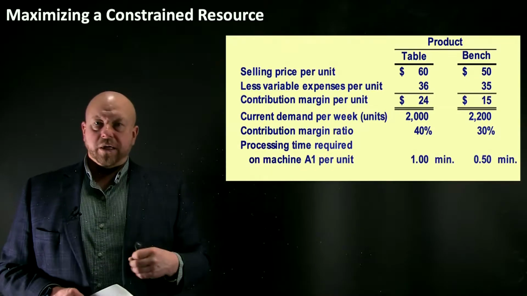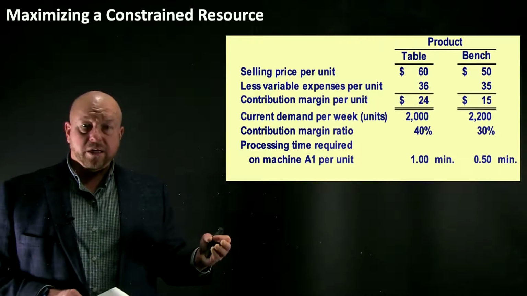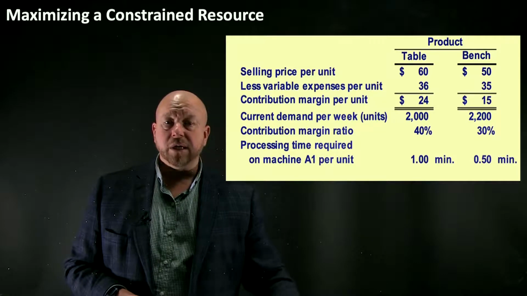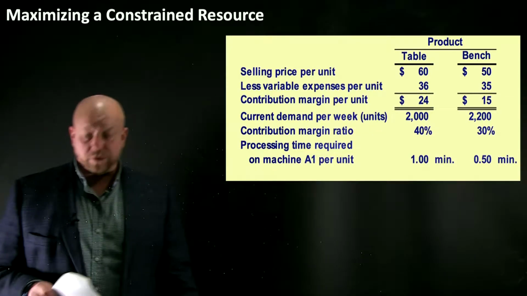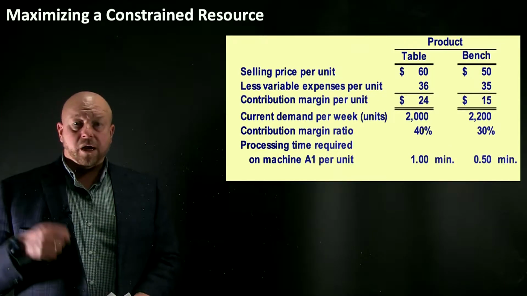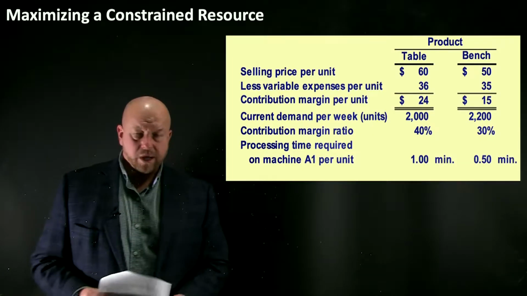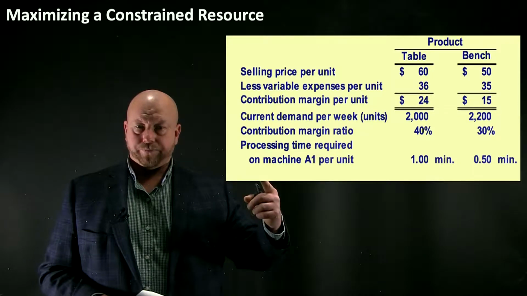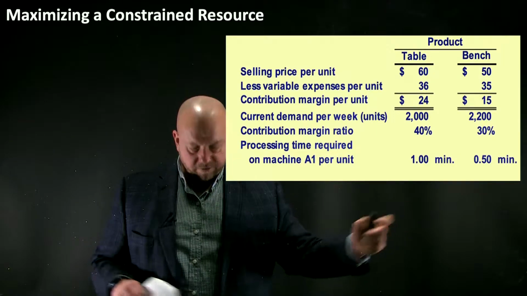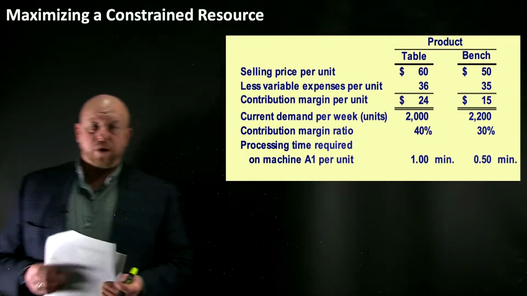You're very well versed at this point in contribution margin. So you can see that if we sell 1 table, our contribution margin will be $24. And if we sell 1 bench, our contribution margin is going to be $15. On the surface, it looks like tables are a better bet than benches. But here's the thing. They both require processing time on this particular machine. The table requires 1 minute of processing time, whereas the bench requires half a minute of processing time.